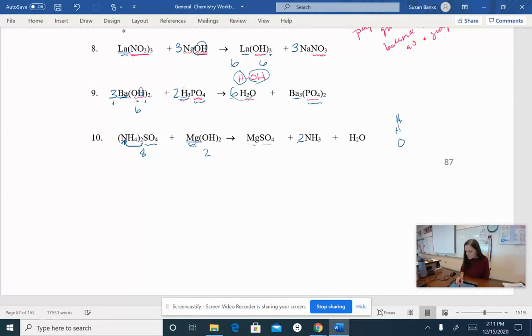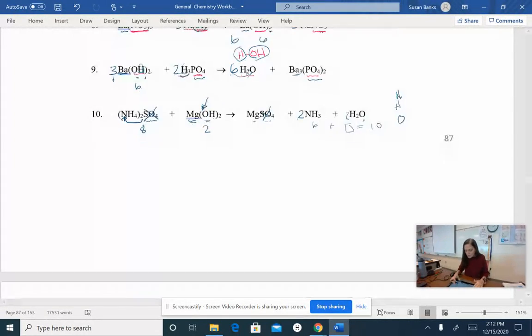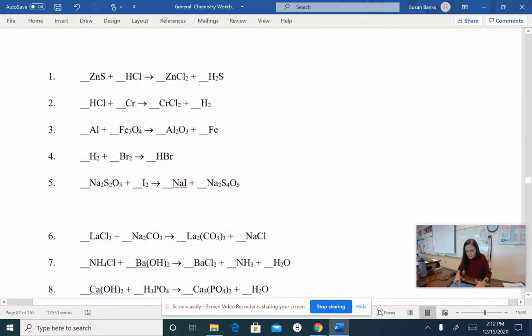So 2 times 3 gives me 6. 6 plus what gives me 10? Hopefully you said 4. So 2 times what gives me 4? 2. So if I've balanced everything correctly, then my oxygens, now notice we are not looking at the oxygens in the sulfate group because we've already looked at the sulfate group. We're looking at just the oxygens in the hydroxide group. So I've got 2 oxygens in the hydroxide group, so I should have 2 oxygens right here. So we are good.